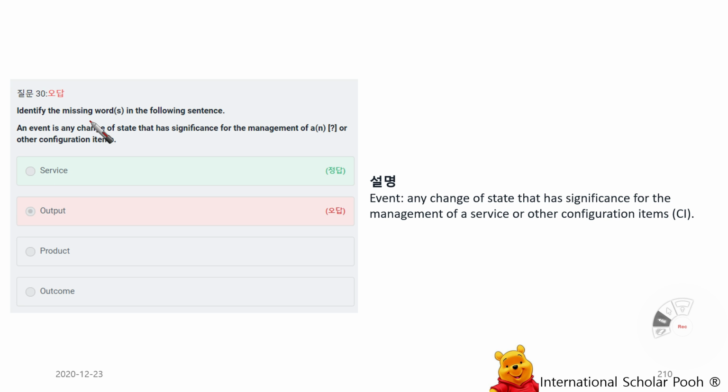Identify the missing word in the following sentence. An event is any change of state that has significance for the management of a blank or other configuration items. Service. Event: any change of state that has significance for the management of a service or other configuration items.